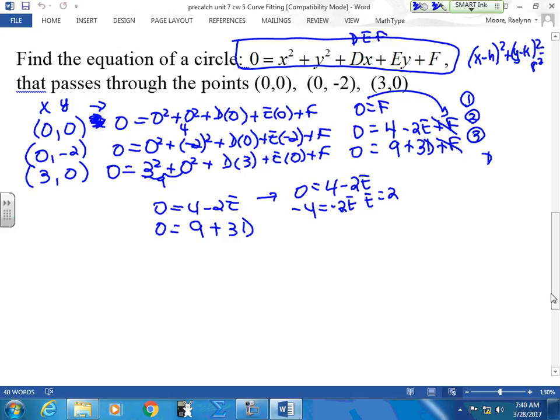So again, make a D, an E, and an F. And do the same for this one. Negative 9, and D is negative 3.